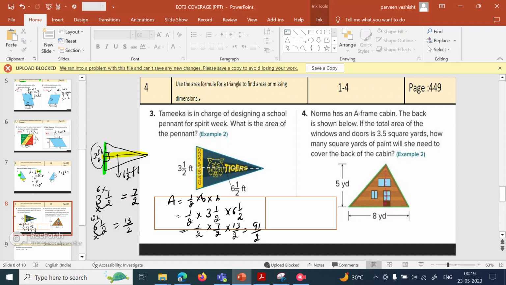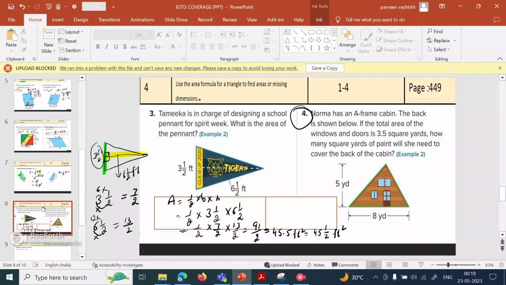Finally, it will become 91 by 2, and in the end you can write your answer either in fraction form or in decimal form. If you do it in decimal form, it will become 45.5 feet square, or if you do it in fraction form, it will become 45 and 1 by 2 feet square. Choice is yours. So you can do this question very well.